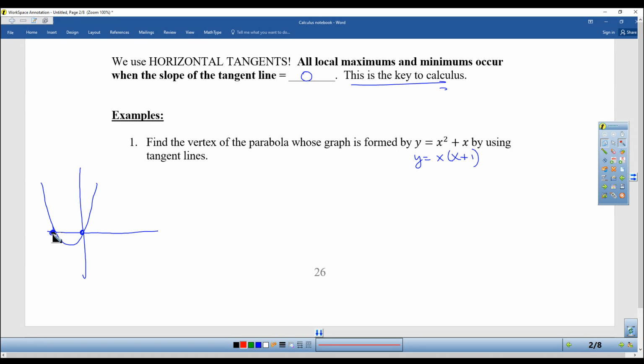And honestly, because you know that the vertex is exactly halfway between those two, I can tell you that that point is going to have an x-coordinate of negative 1/2. And then to find the y-coordinate, all you have to do is plug it in. I didn't even need negative b over 2a.